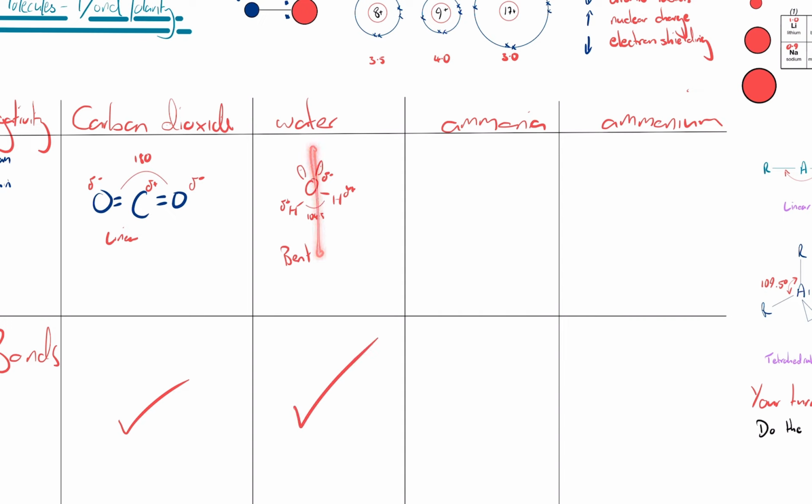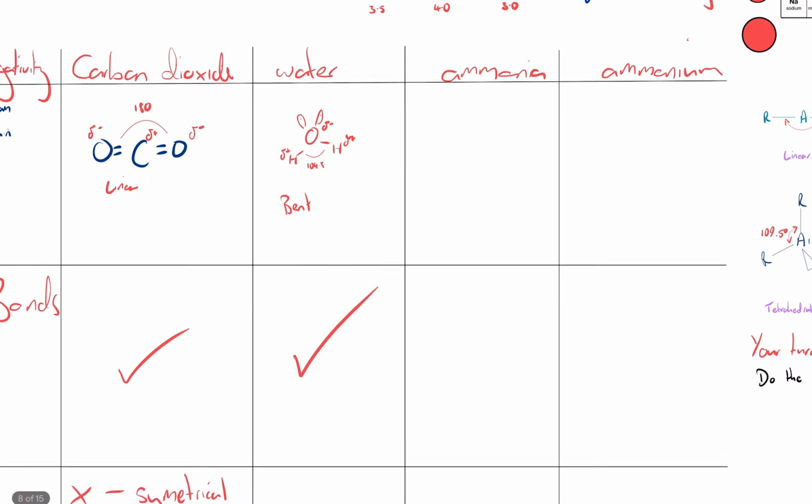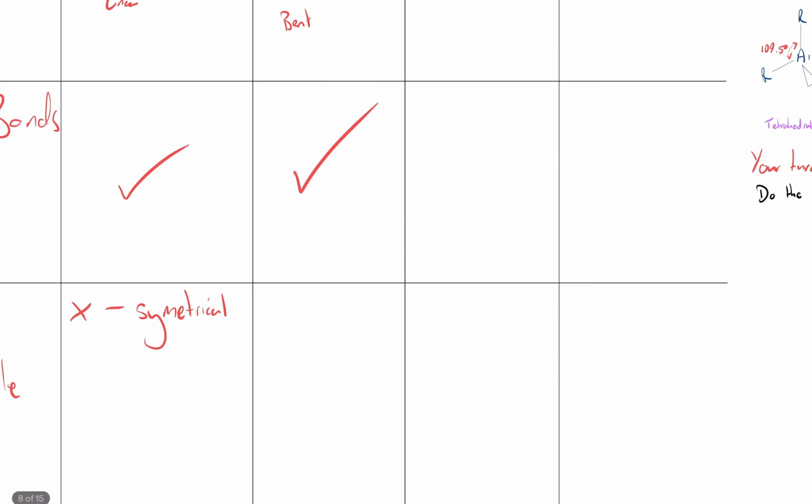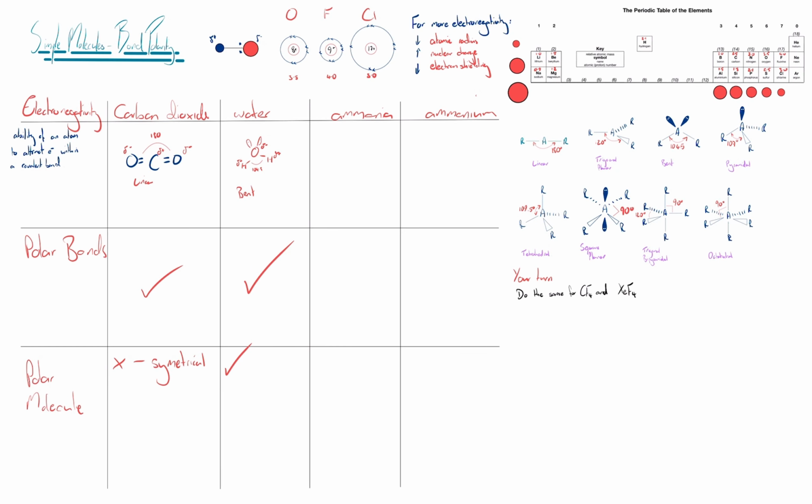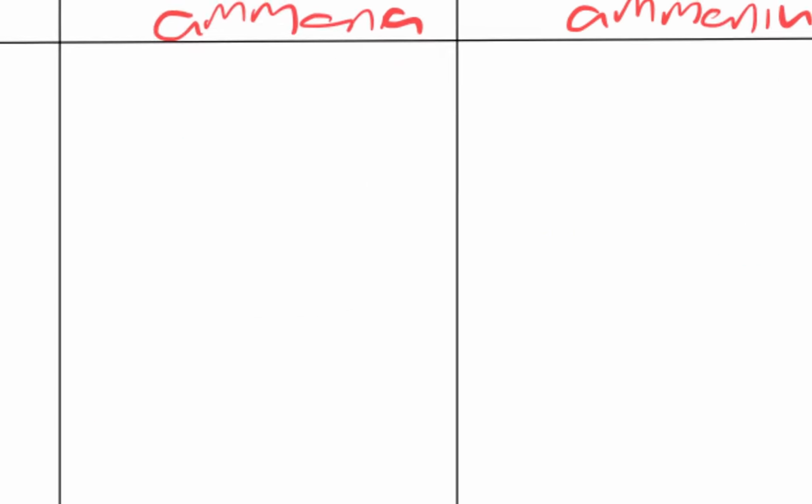Now, is there any symmetry here? Absolutely not. So yes, we have a polar molecule. And this idea about polar and non-polar molecules is going to become very important next video when we start looking at intermolecular forces. So then on to ammonia.